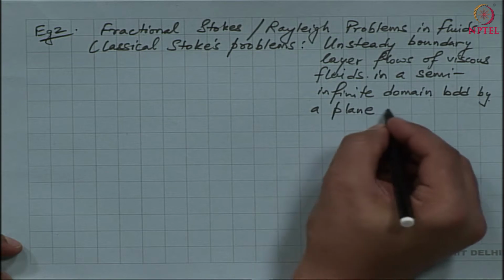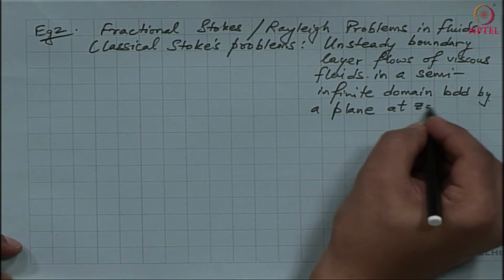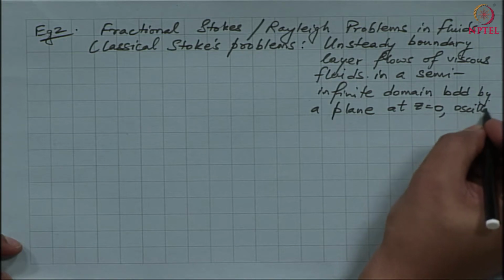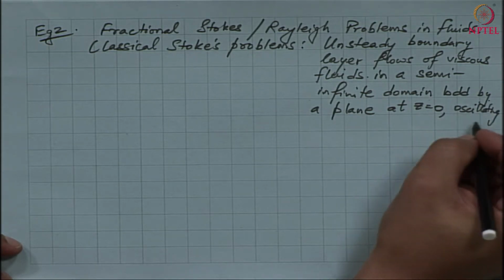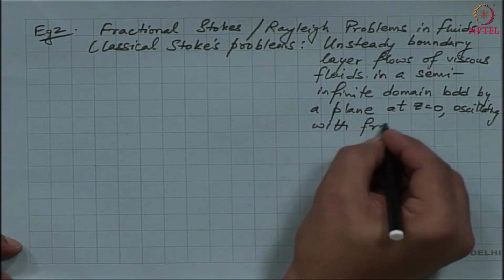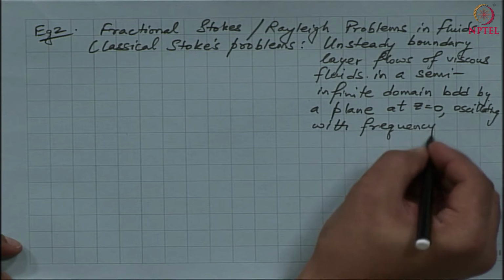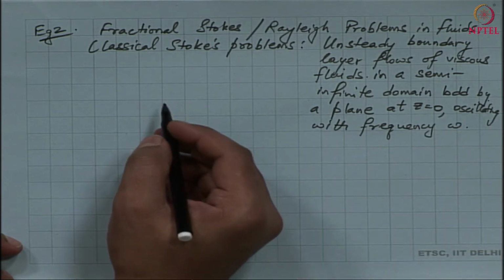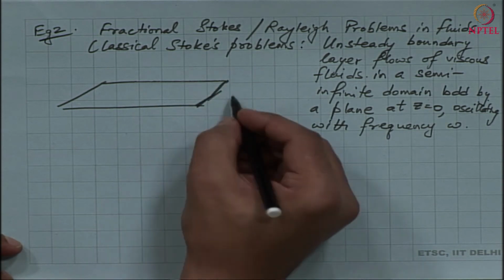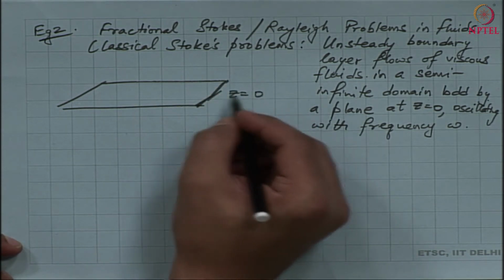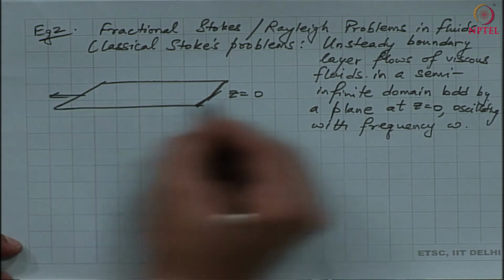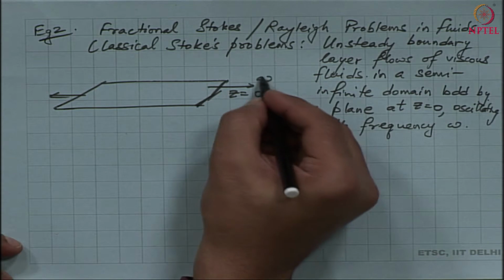Let me say the plane is at z equal to 0 and oscillating with frequency omega. So, what I am given is that there is an infinite plate. Let us say this plate is located at z equal to 0, and typically in a Stokes problem this is oscillating with some frequency omega.